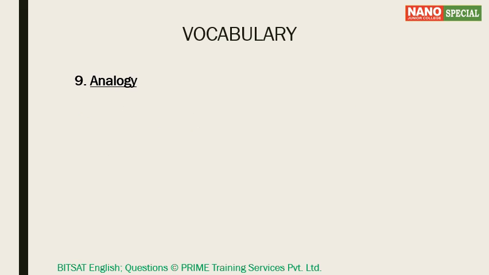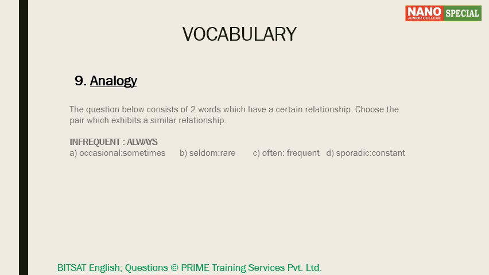Now let us move on to the next and the final question type in the vocabulary section, and this is analogy. What is the meaning of analogy? Let's look at an example. The question below consists of two words which have a certain relationship. Choose the pair which exhibits a similar relationship. Infrequent is to always. What is the relationship between these two?